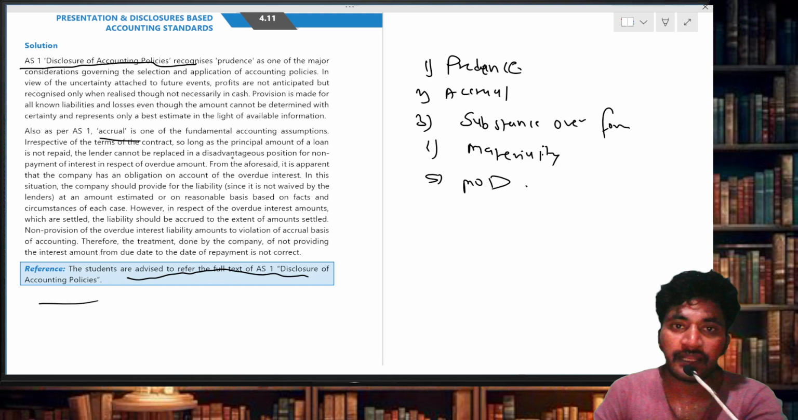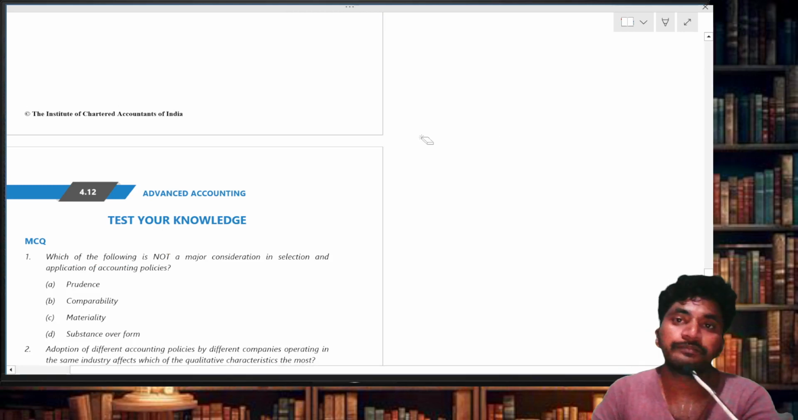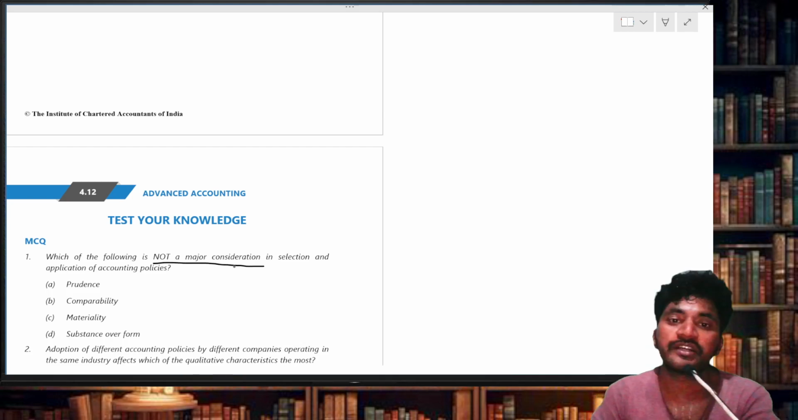Okay, let's start. Test your CNO. Which of the following is not a major consideration in the selection and application of accounting policy? Prudence, yes. Comparability, no. Materiality, yes. And substance over form, yes. Option B.